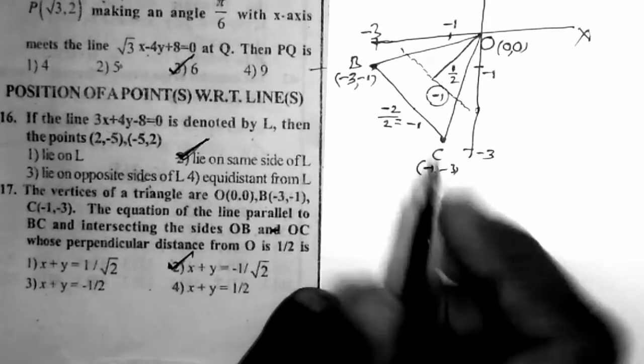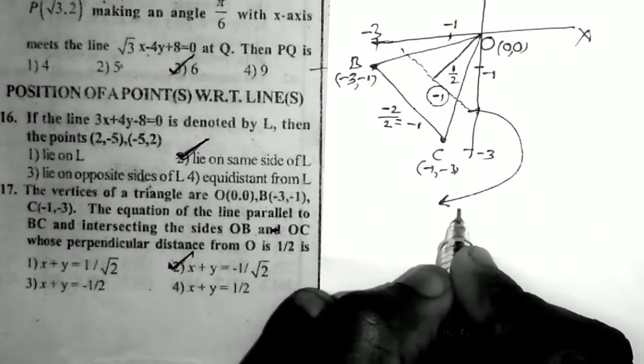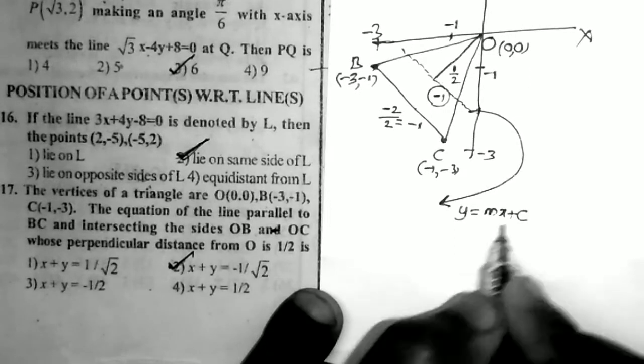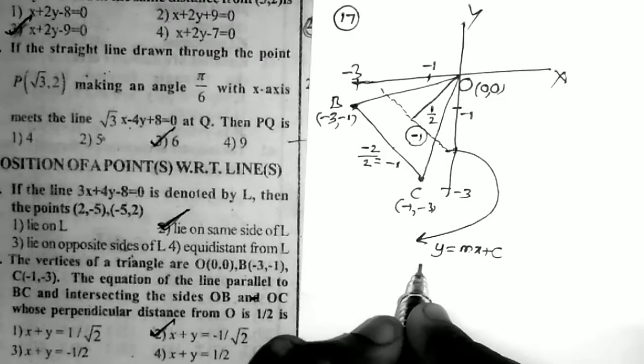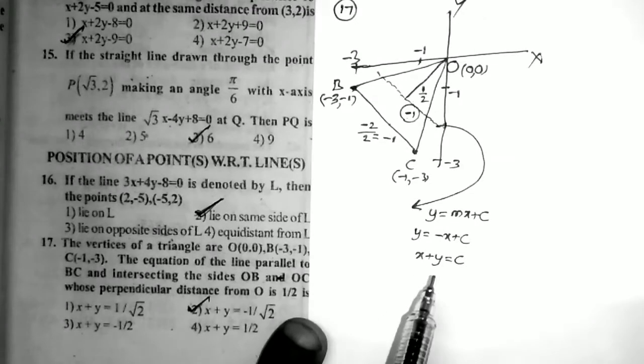Now we want this line's equation, so I take y = mx + c. So this is the required equation. But already we have m = -1. That is, y = -x + c. So x + y = c.